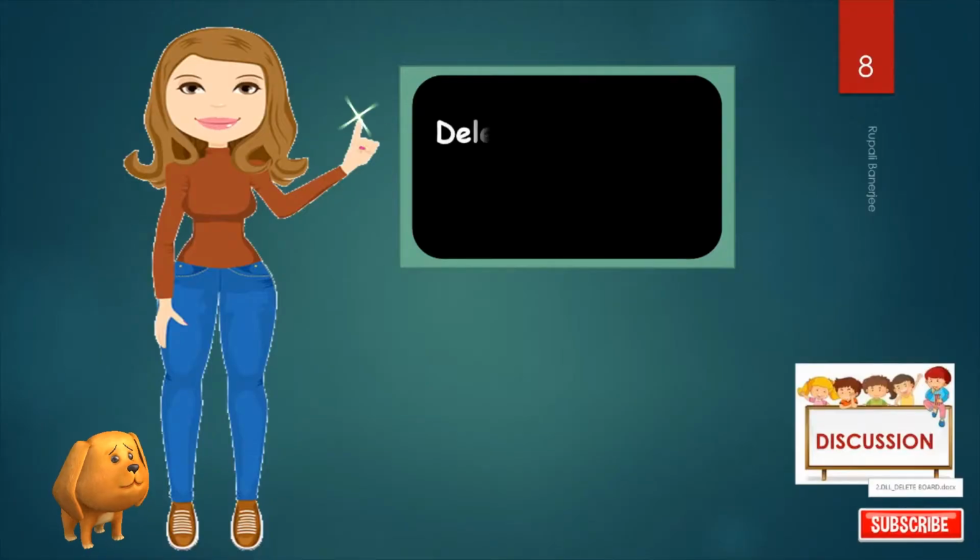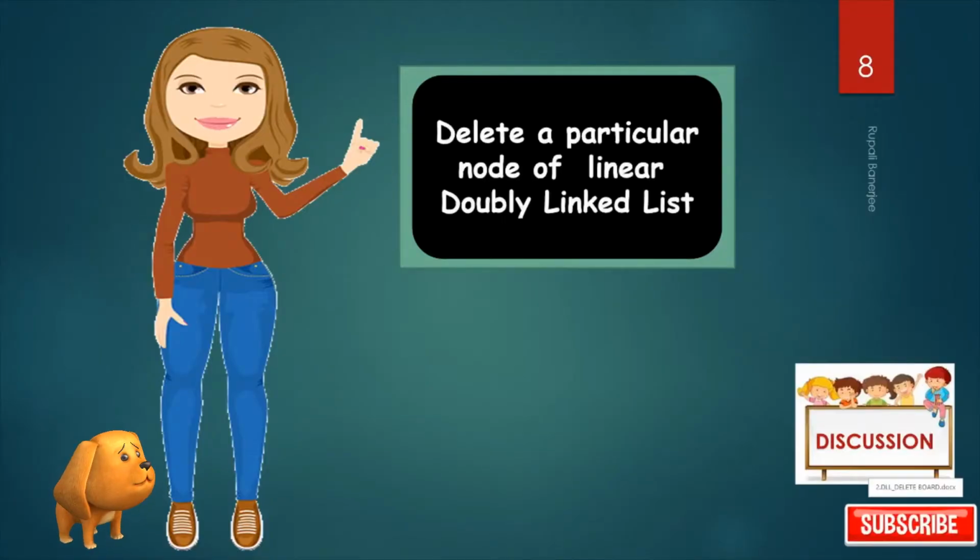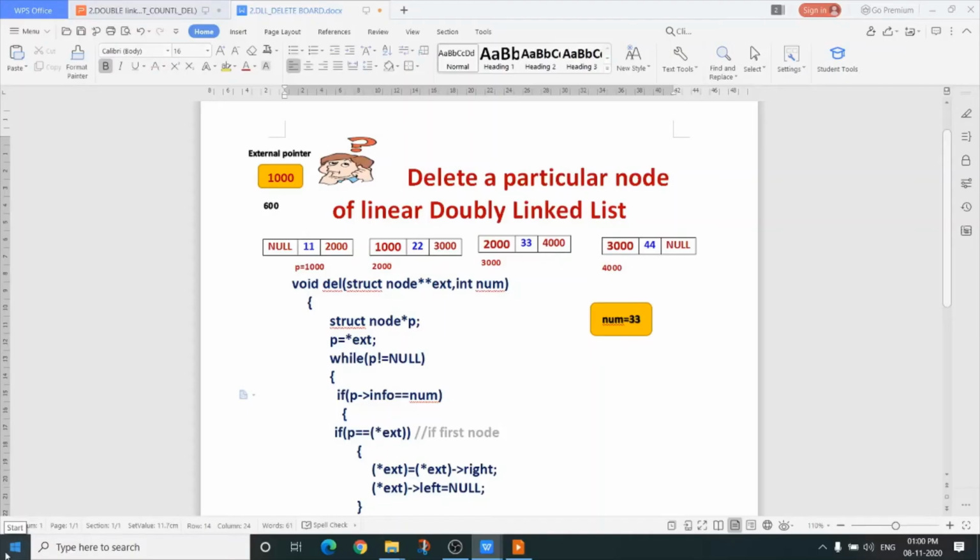Our next function is delete a particular node of linear doubly linked list. Means a particular node's info is given and I have to delete that node. So see the discussion first. Delete a particular node of linear doubly linked list. Means a particular node's info is given, I have to delete that node.